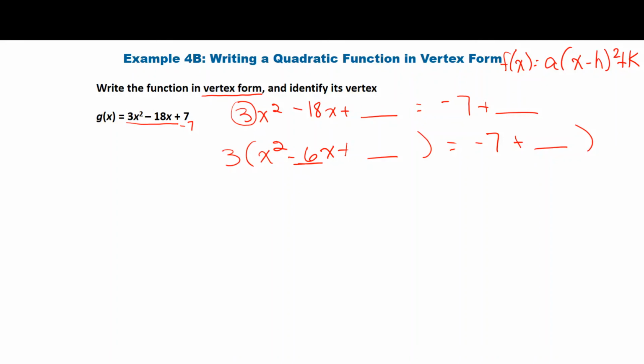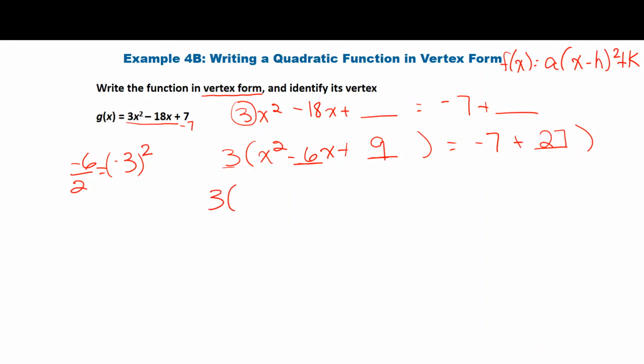Negative 6x is actually negative 6 divided by 2 equals negative 3. Negative 3 squared is 9, okay? So I'm going to go ahead and put a 9 in here, but notice this is really 9 times 3, which is 27. Okay, so I need to also add a positive 27 over here, because I factored that 3 out for a little bit. So when I actually added, I didn't add a 9 here, I added a 27. Okay, so I have to put my 27 over here.